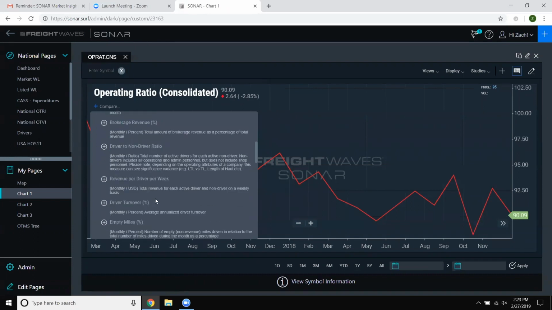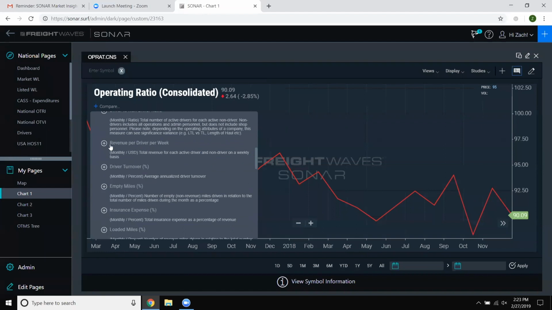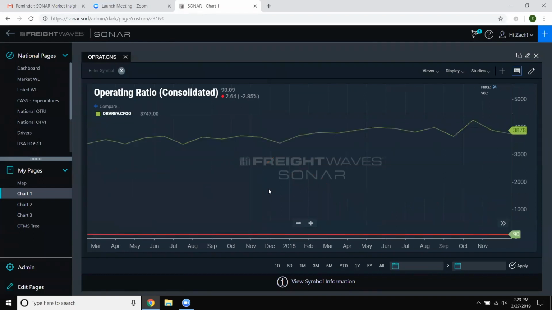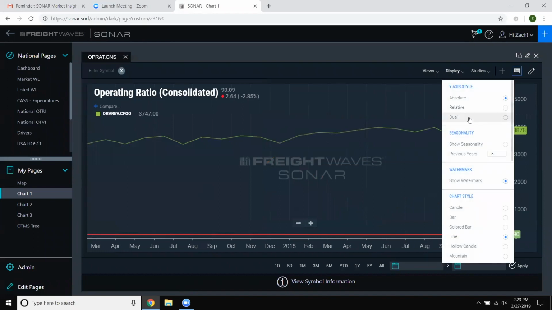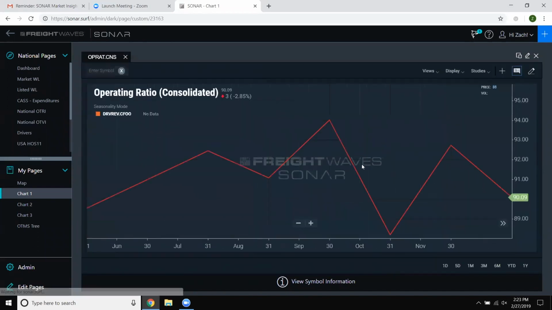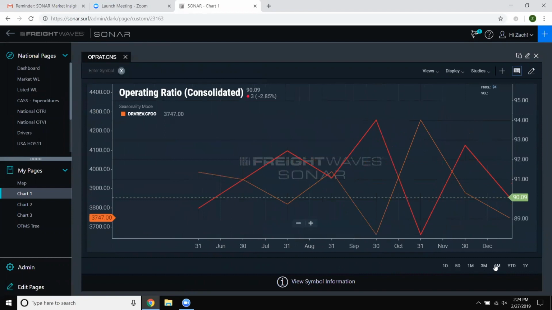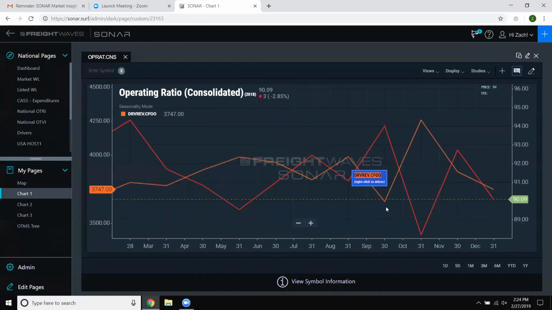So you wanted to pull up the revenue per driver per week as well. Yeah. In comparison. So I'm going to put that on a dual axis, which is one of our newer features that we've added, which I'm a big fan of. I know you are as well, Brad. Oh, yes. What are we seeing here?